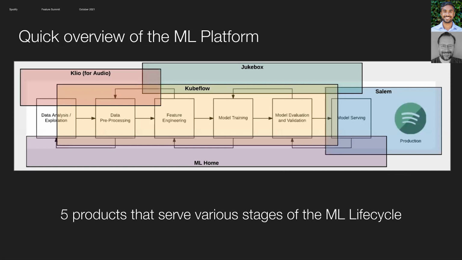And Jukebox is actually part of a broader ecosystem of tools here. So we have tools like Salem, which is a Spotify-wide platform for serving ML models online. Our ML home interface is the UI for our tools and applications. We have Spotify Kubeflow, which is a managed platform for Kubeflow. And specifically, we have Jukebox for features, which spans the entire breadth of the ML workflow.